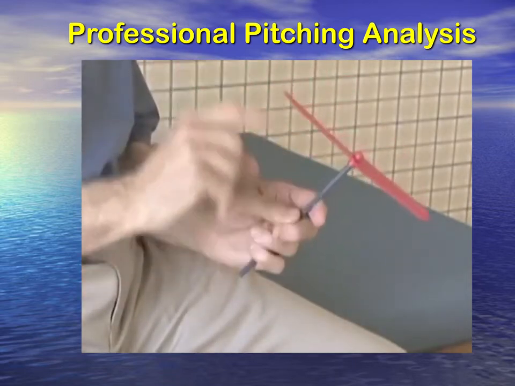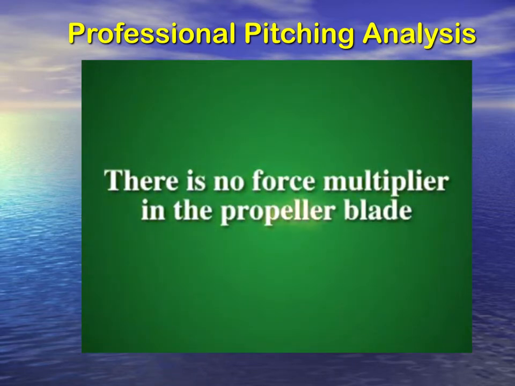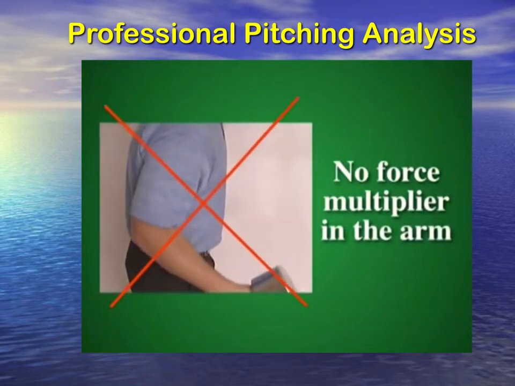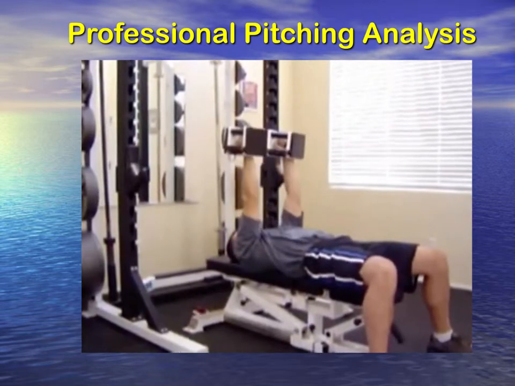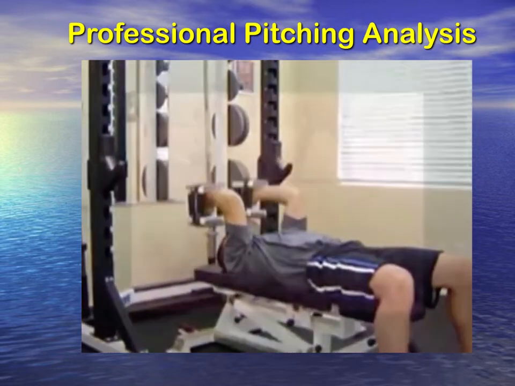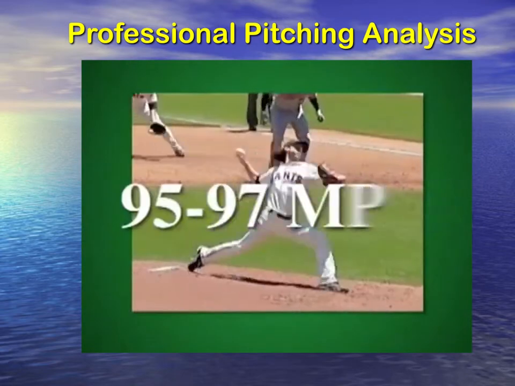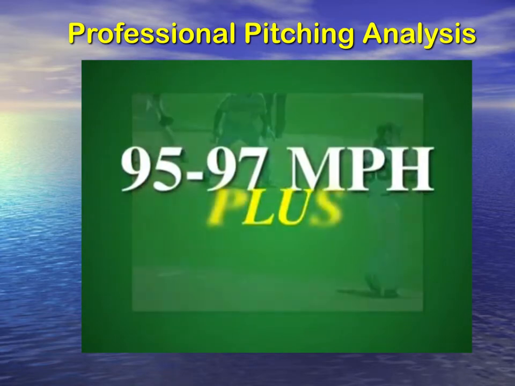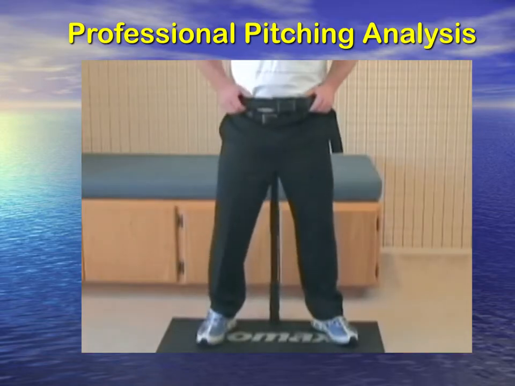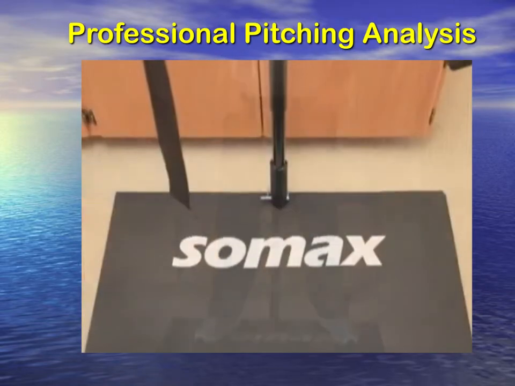There is no force multiplier in the propeller blade, just as there is no force multiplier in the arm. This is why lifting weights does not really help pitching speed. Tim, for instance, has never lifted weights, but throws his fastball 95 to 97 miles an hour or more. To increase your pitch speed, increase the strength and speed of your hips with the Power Hip Trainer.